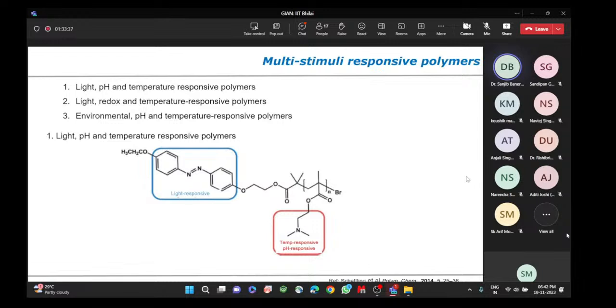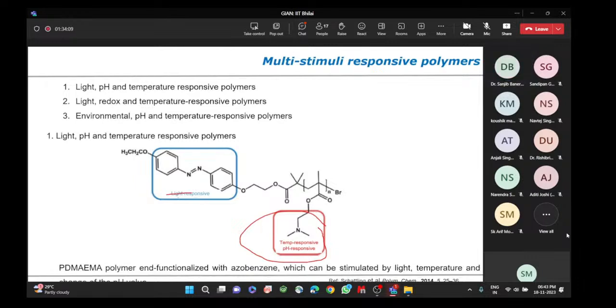This is a molecule where they used this azobenzene molecule to include the light responsivity, and this PDMA molecule where you can get both temperature and pH responsivity. So in turn you are getting a molecule which is temperature, pH and light responsive. A triple stimuli responsive molecule is always better compared to a single or dual stimuli responsive molecule, because they give you more options. A few more examples.